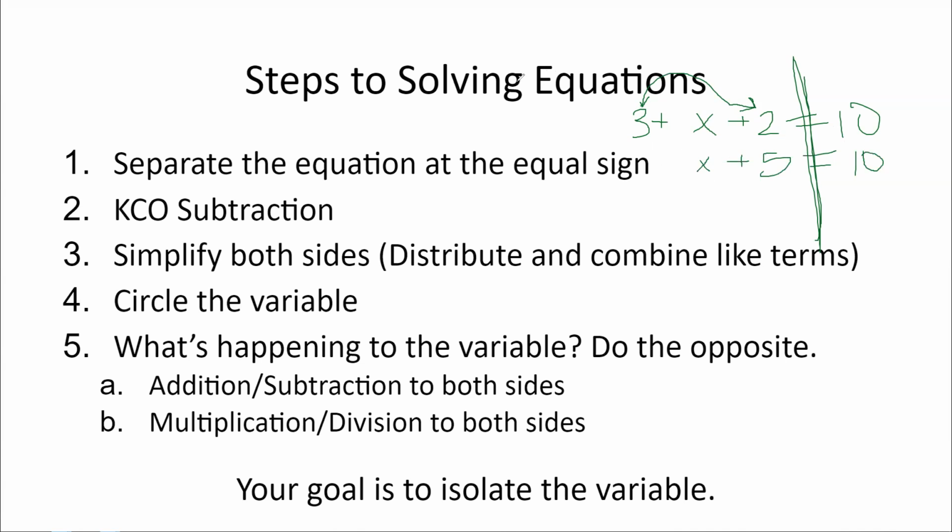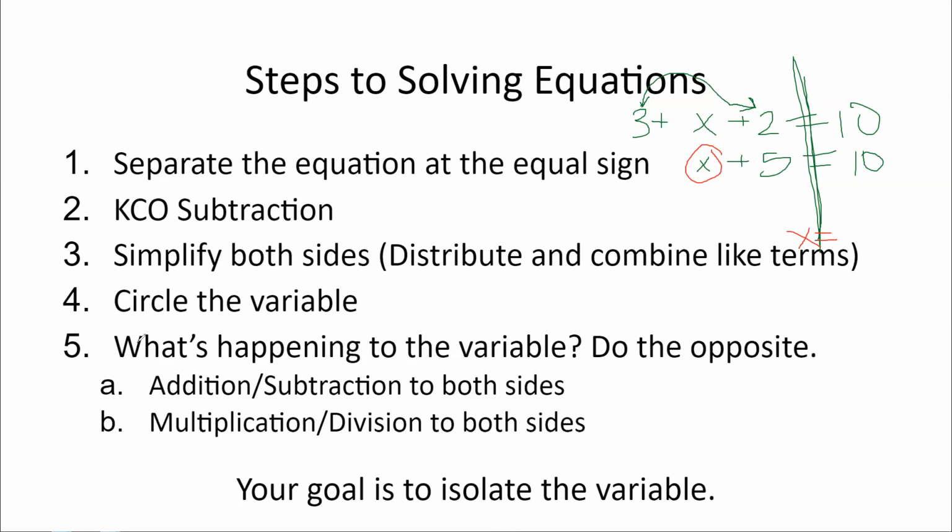The next thing that we're going to do is we're going to circle our variable. Again, just like that line, that is a visual indication of your goal. Your goal is to get that x isolated. So x needs to be by itself at the very end. That's our goal.